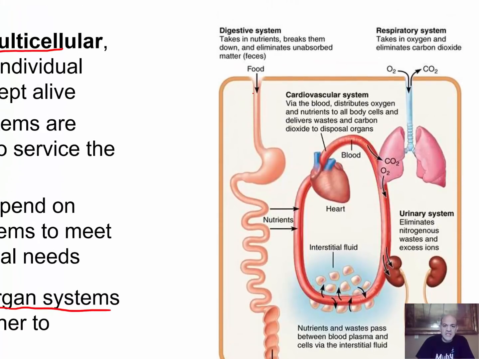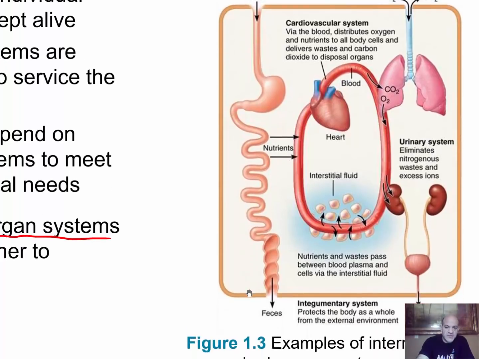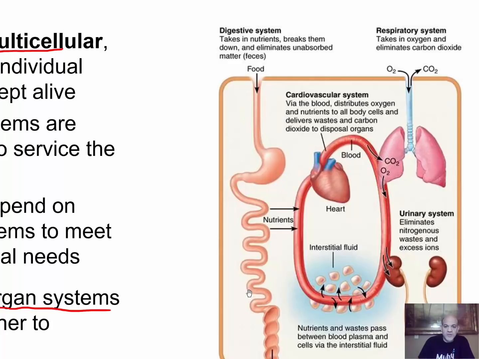Your digestive system is going to take in food, digest it, and then eliminate waste out of the body. That's feces. Nutrients that are absorbed are going to be picked up by your cardiovascular system and circulated around to all your body, all the tissues of your body, including the tissues that make up the digestive system there. And as those nutrients are passed around, they're going to be delivered to the cells. And then the blood will also pick up waste products.